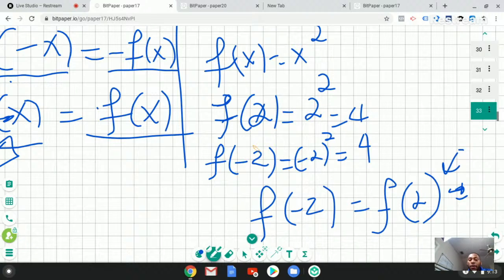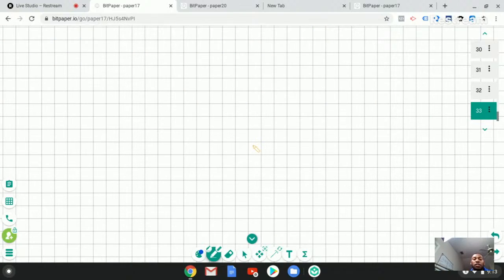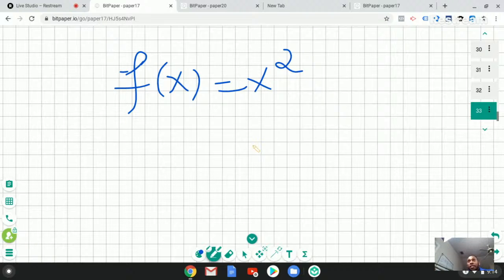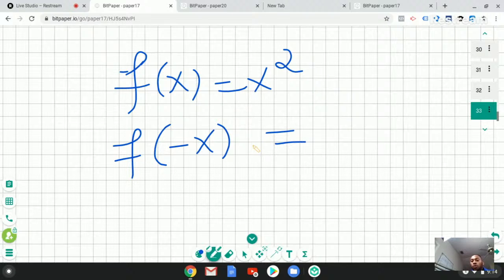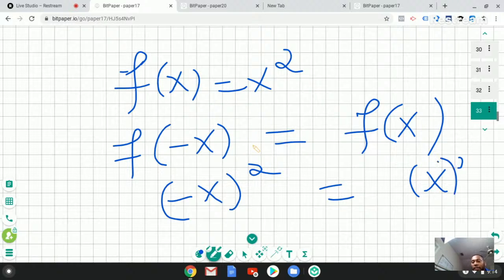So let's say that you had the function here. So let's say you wanted to prove that this is an even function. So let's say you had f of x is equal to x squared, and you wanted to prove that this is an even function. So to prove that this is an even function, f of negative x should be equal to f of x, right? So for any x values, f of negative x should be equal to f of x. Now, what's f of negative x? That would be negative x squared. What is f of x? X squared, right?